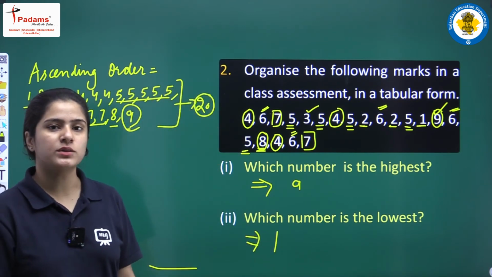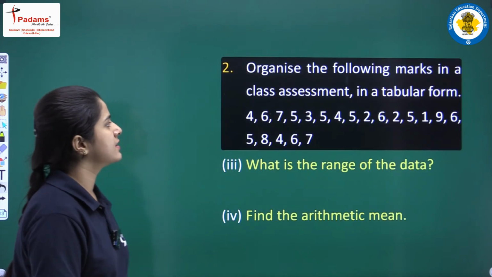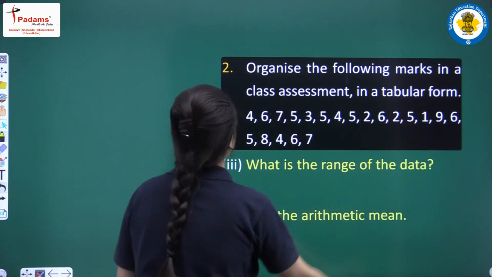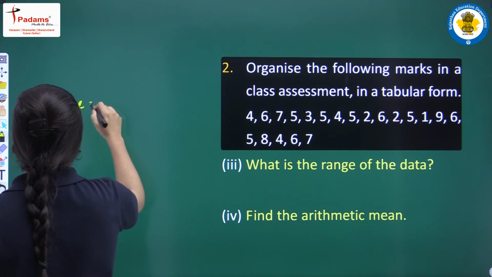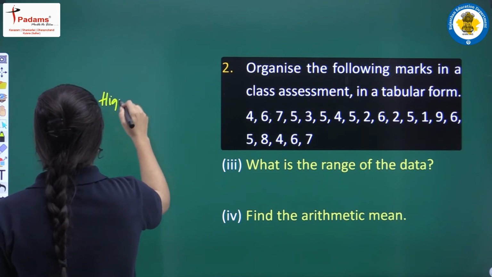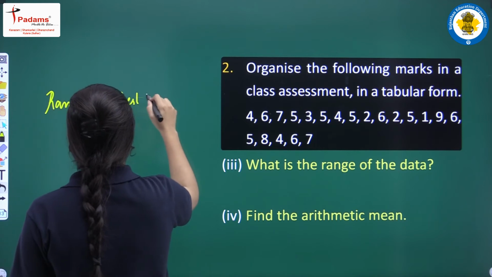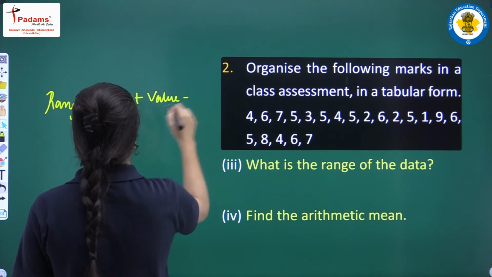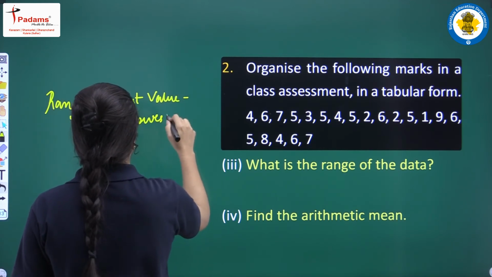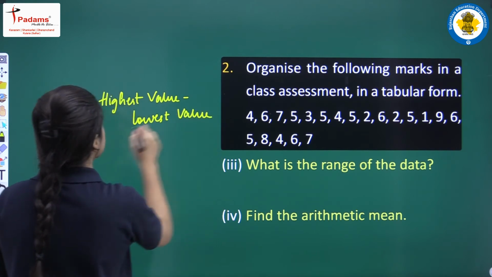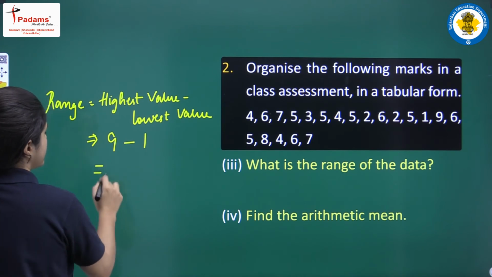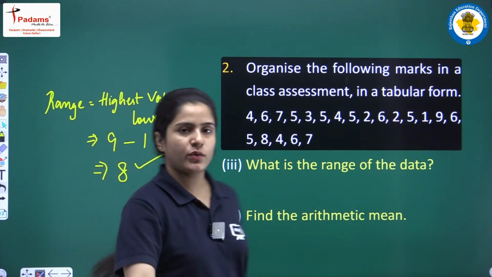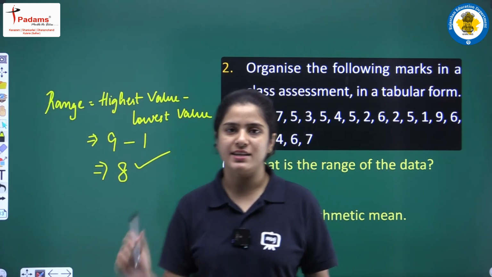Okay students. Now the next question. What is the range of the data? Range is equals to highest value minus lowest value. So students, we know that the highest value is 9 and the lowest value is 1. So range is equals to 8. Alright students, range is equals to 8.